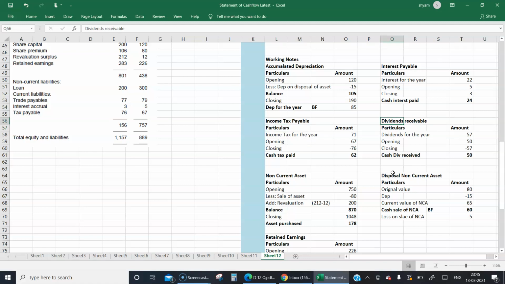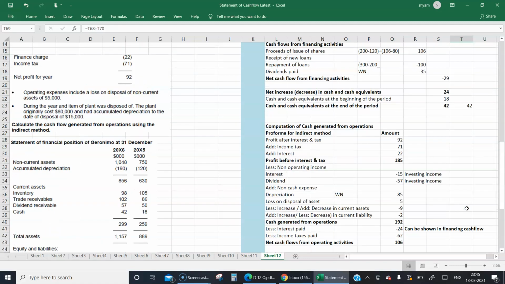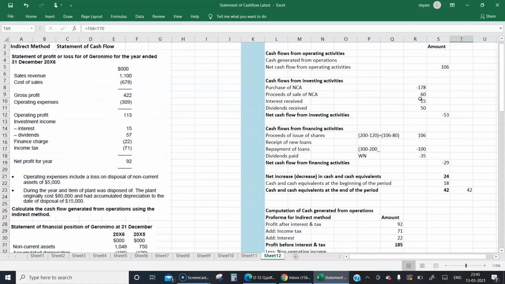Okay, disposal of non-current asset. They say that an asset of original value of 80 has been sold. At what rate they have sold, they have not given. Depreciation has been 15, that also they have given. So the current worth of the NCA is only 65. They say that it has incurred a loss of 5. It means they have sold the asset for 60. So that also we have accounted.